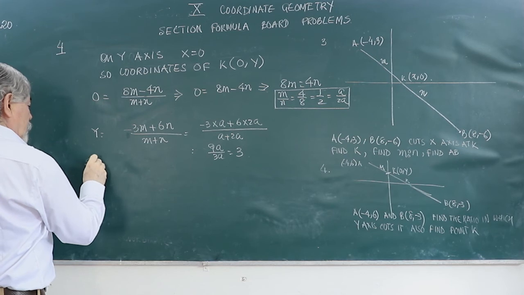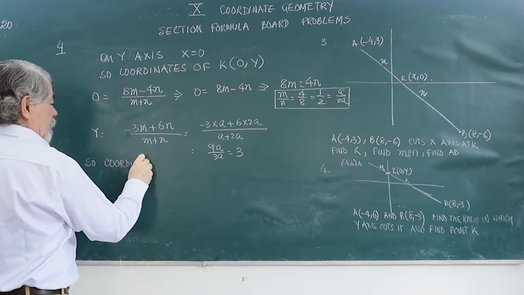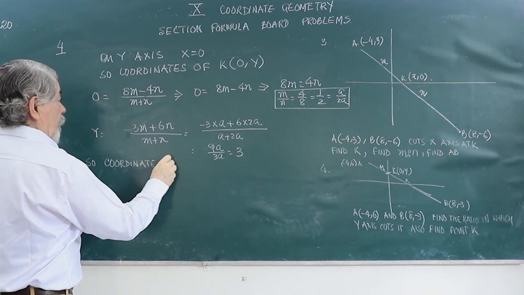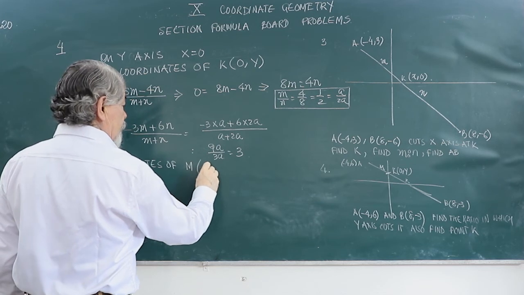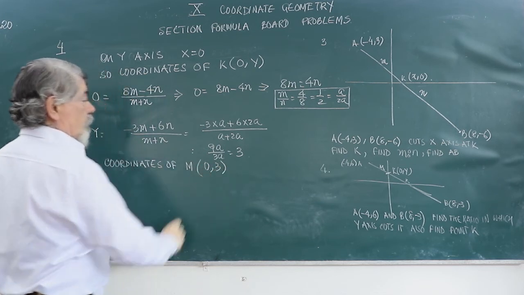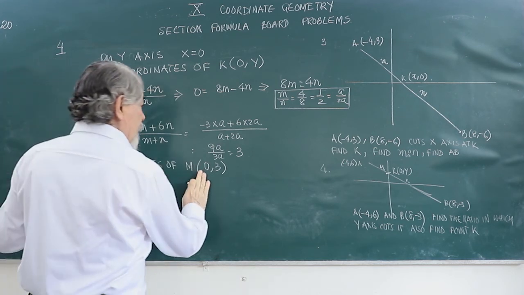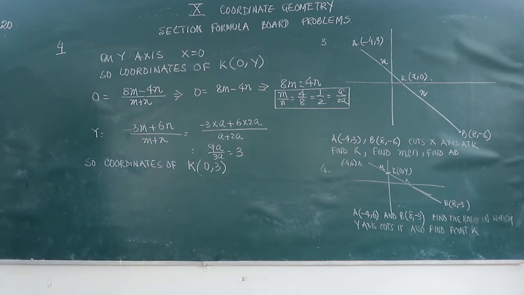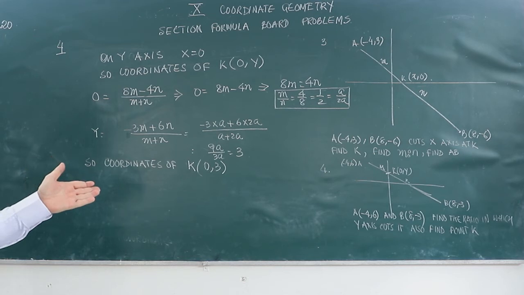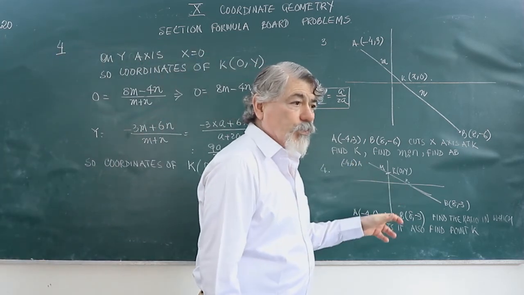So the coordinates of K will be (0, 3). We have got the point K. We also have got the ratio in which the y-axis is dividing it, that is 1 is to 2.